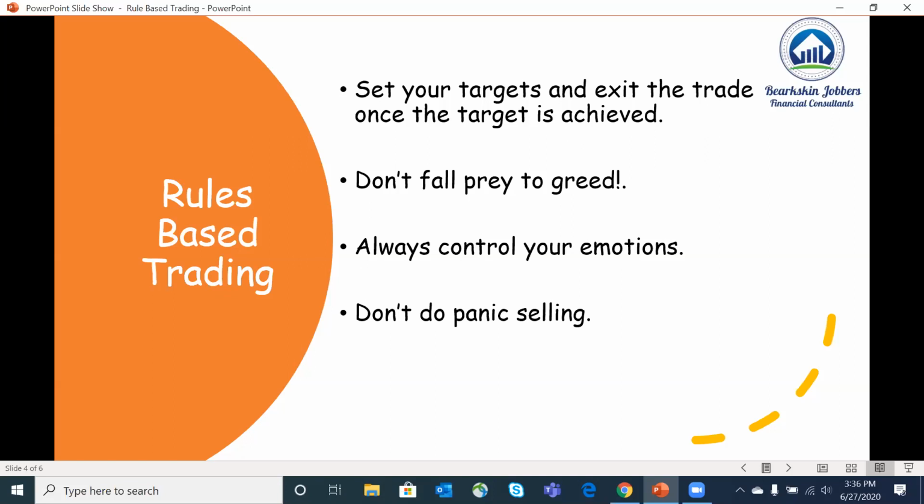Then you lost $2 which you should have earned if you had sold it in a timely manner based on your own rules. Here we are not discussing how to set your target. That's a separate topic. Okay. But what we are focusing on is, if you have already set a target, then don't fall prey to greed and realize that profit and come out of the trade and be happy with whatever you have earned.